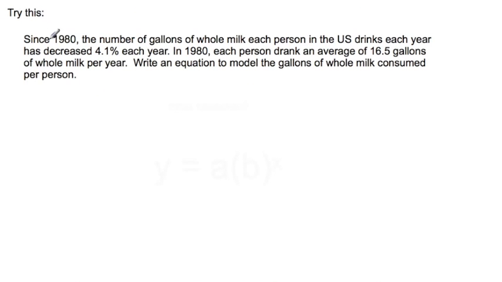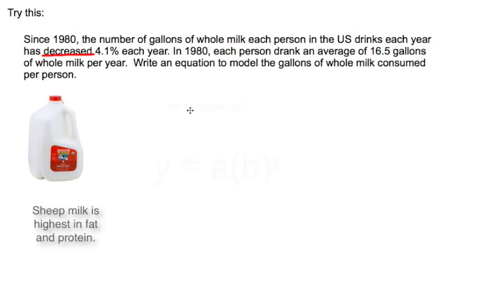And when I say us, I mean you. So, since 1980, the number of gallons of whole milk each person in the U.S. drinks each year has decreased 4.1% each year. In 1980, each person drank an average of 16.5 gallons of whole milk per year. Write an equation to model the gallons of whole milk consumed per person. So you're not necessarily looking to solve it, but you're looking to set up an equation. Why don't you go ahead and pause and do that now?